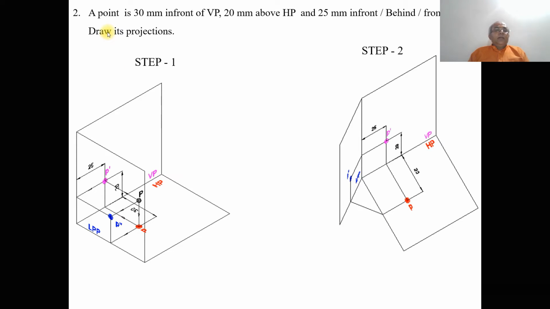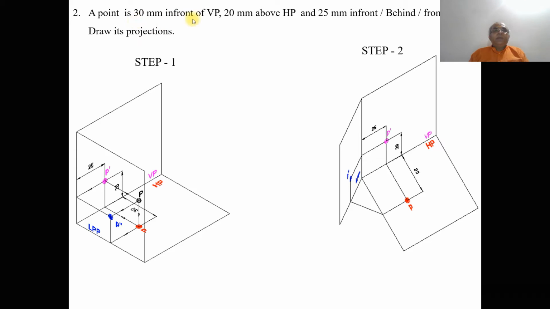Now, in this video, we are going to take up one more problem on the projections of points in the first quadrant. The condition is the point is 30 mm in front of VP, 20 mm above HP, and 25 mm in front of LPP. Here the problem given is the left profile plane, draw its projections.